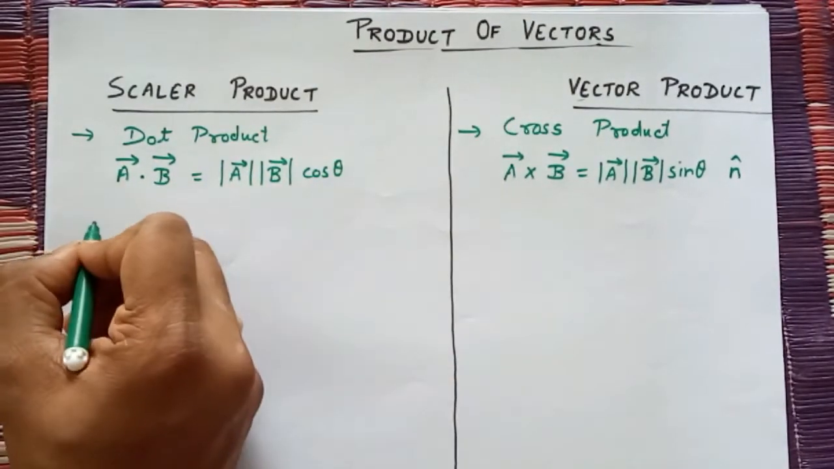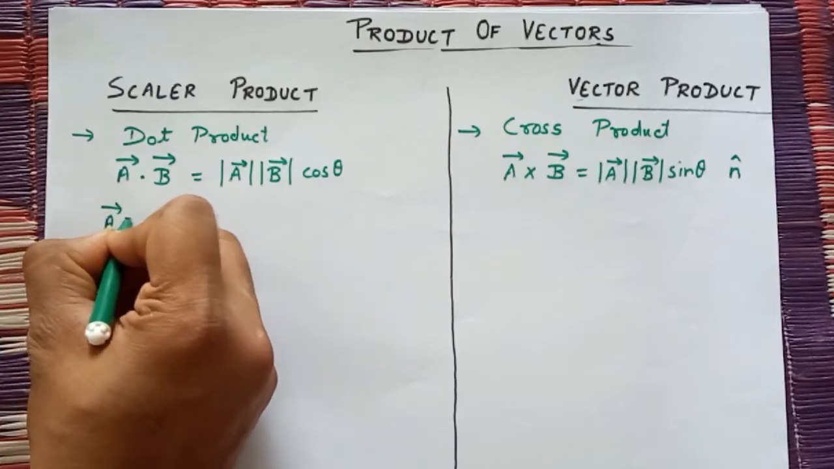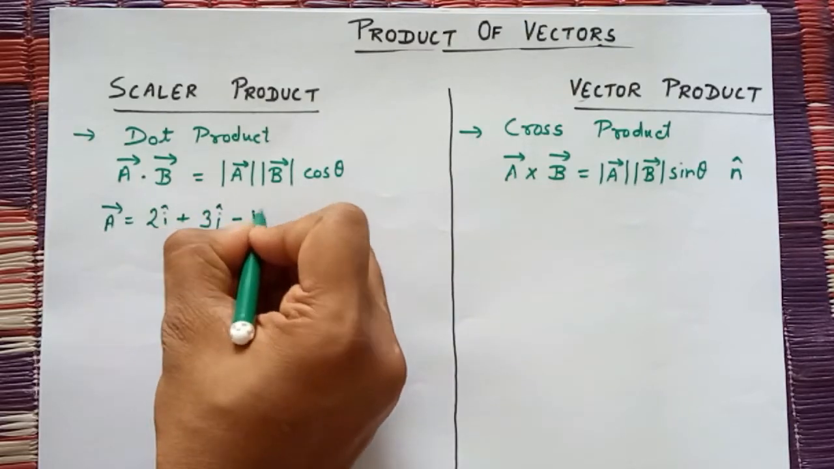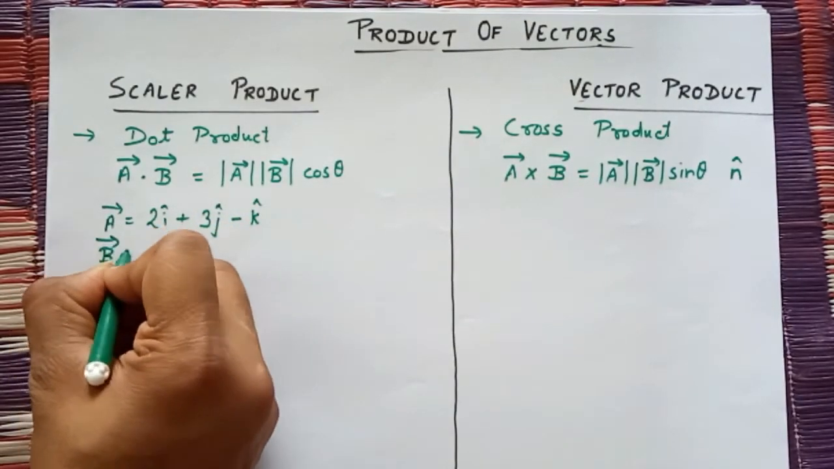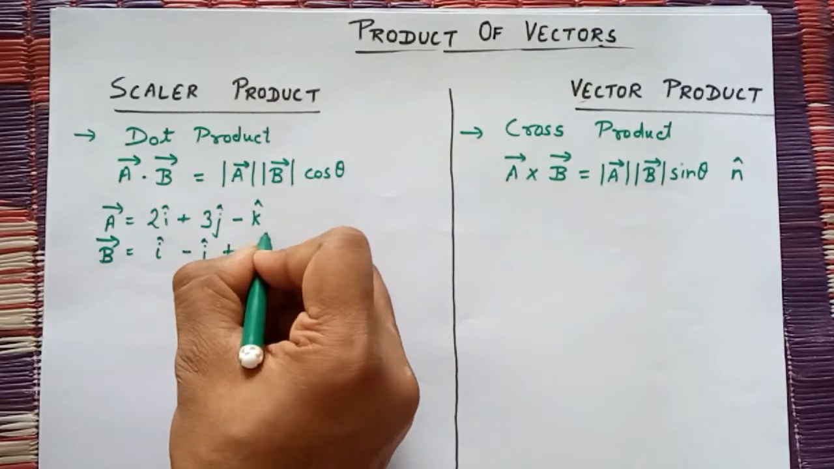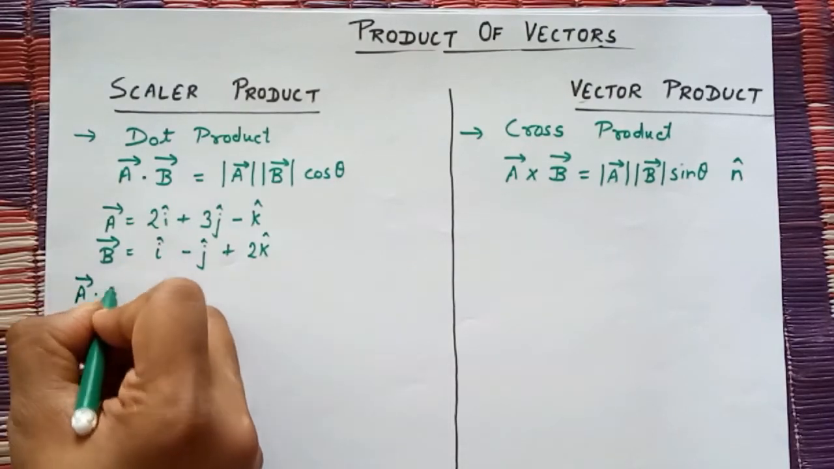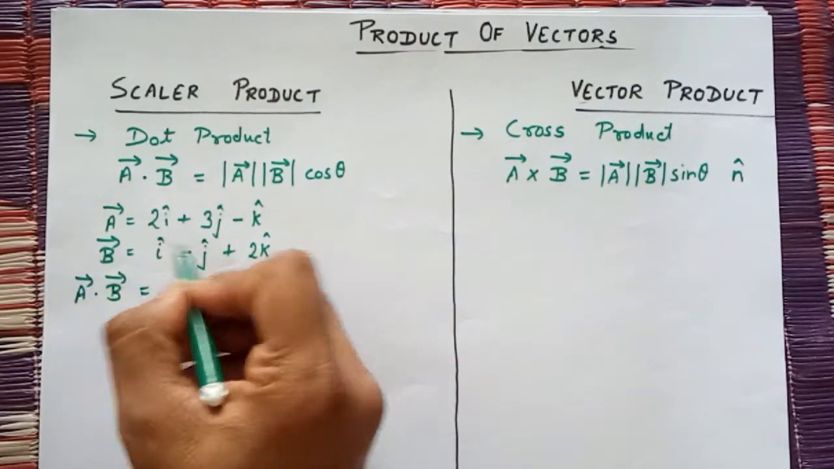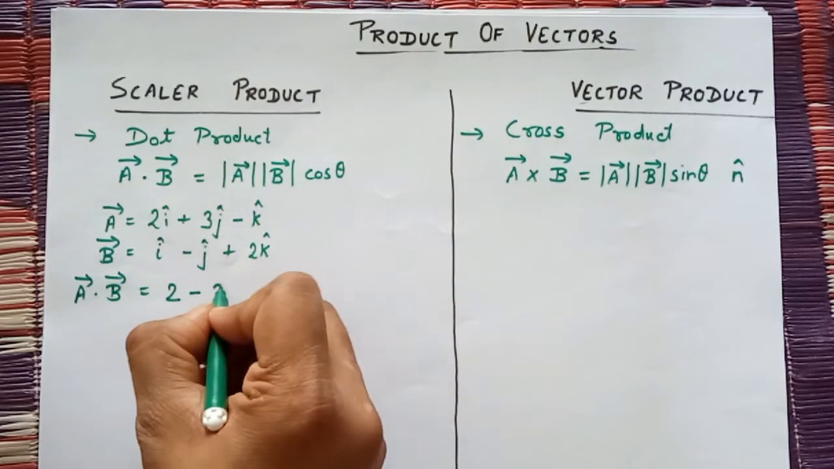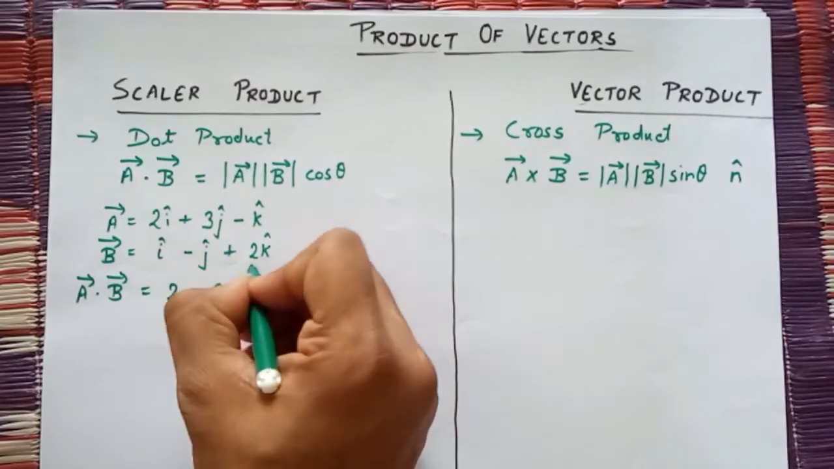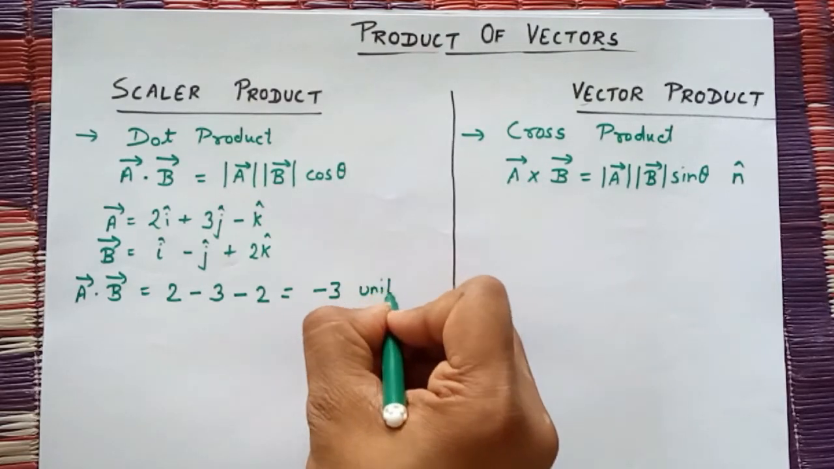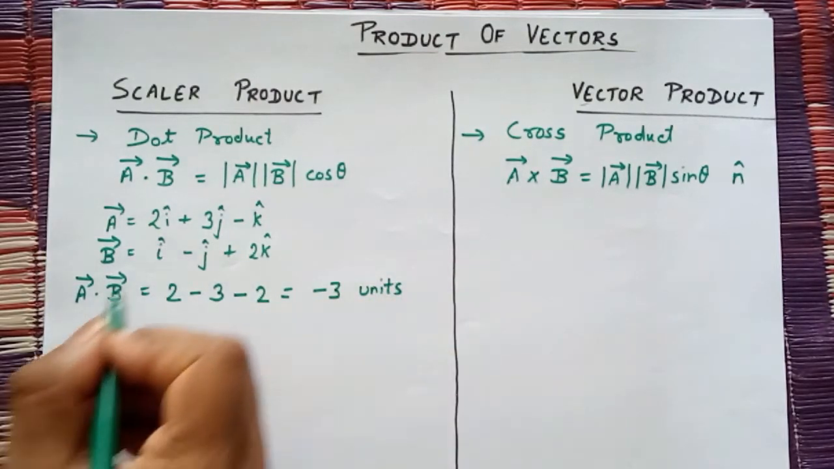How will these work? If A vector is given as 2i cap plus 3j cap minus k cap, and B vector is given as i cap minus j cap plus 2k cap, then A vector dot B vector will be 2 into 1 is 2, plus 3 into minus 1 is minus 3, plus minus 1 into 2 is minus 2, so it will be minus 3 units. This one is the answer for dot product.